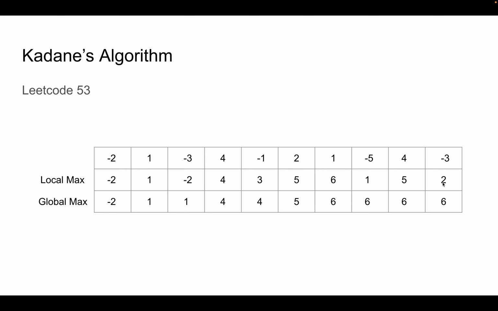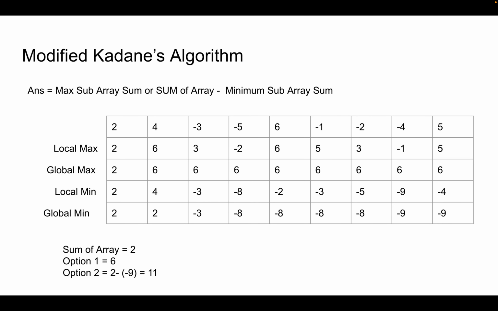So if it's a positive number, we will just keep on adding to the local maximum. If it becomes a negative number, that is less than 0, we will just change it to the current number. And the global maximum is just the maximum of all these. In this case, it is 6. So with this, you will be able to find the maximum subarray sum. And you can also use the same logic to find the minimum subarray sum.